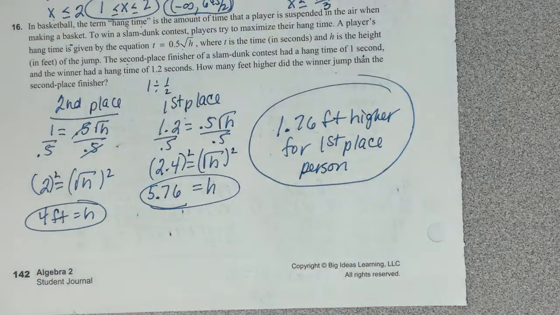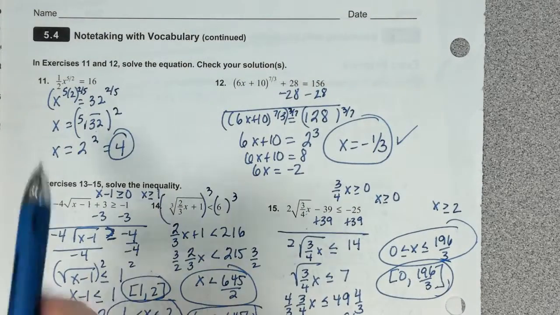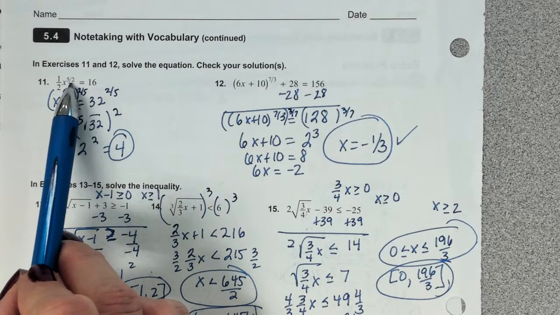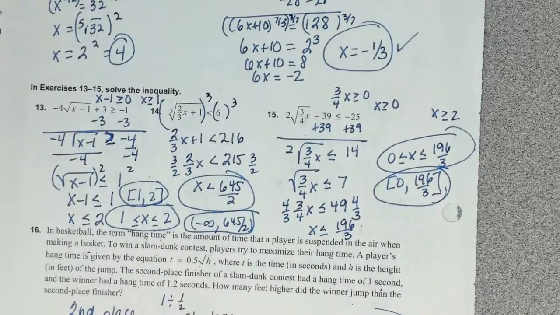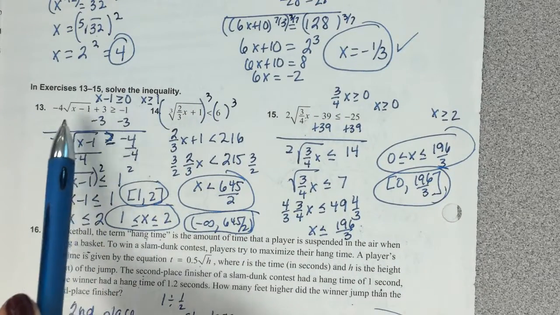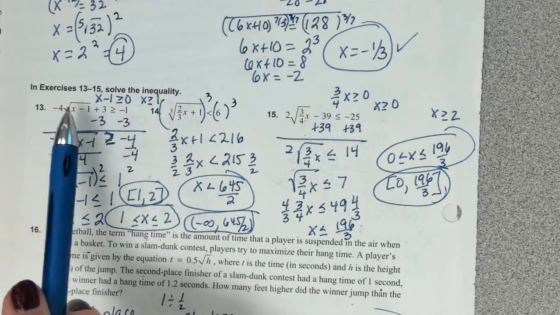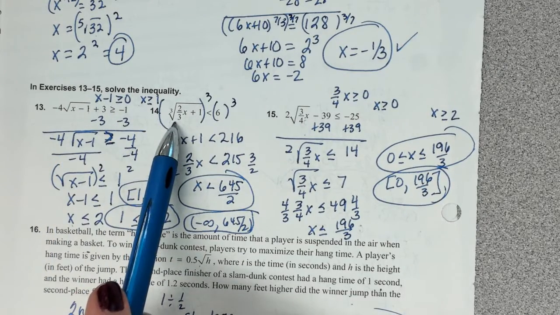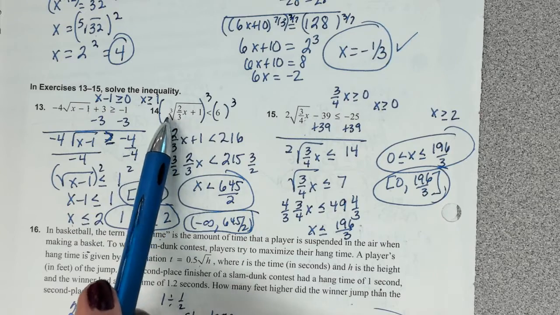Okay? Any questions over any of that? So again, all we're trying to do is we get rid of everything. We're trying to get this to be a 1, so we have to raise to the reciprocal power, and that's going to do it. When you're doing the inequalities, make sure you're careful about the domain. Square roots have to be greater than or equal to 0 under the radical. Cube roots, we don't care. It can be a negative under there.